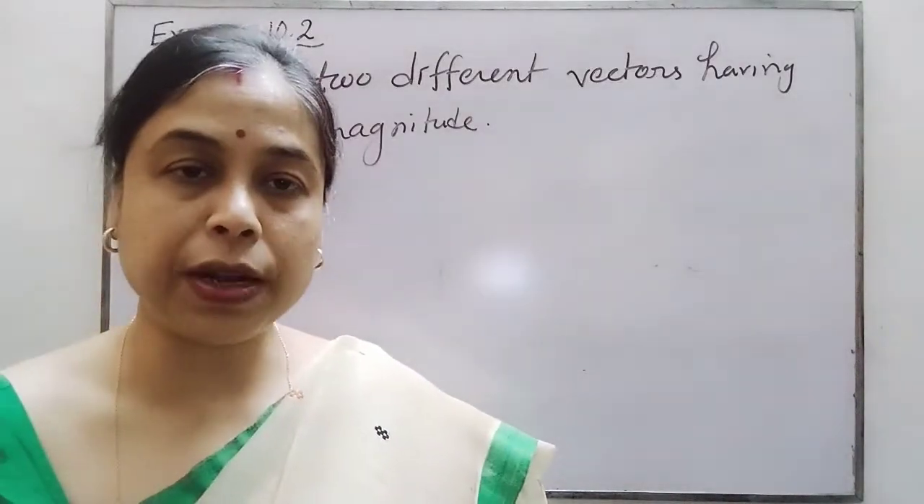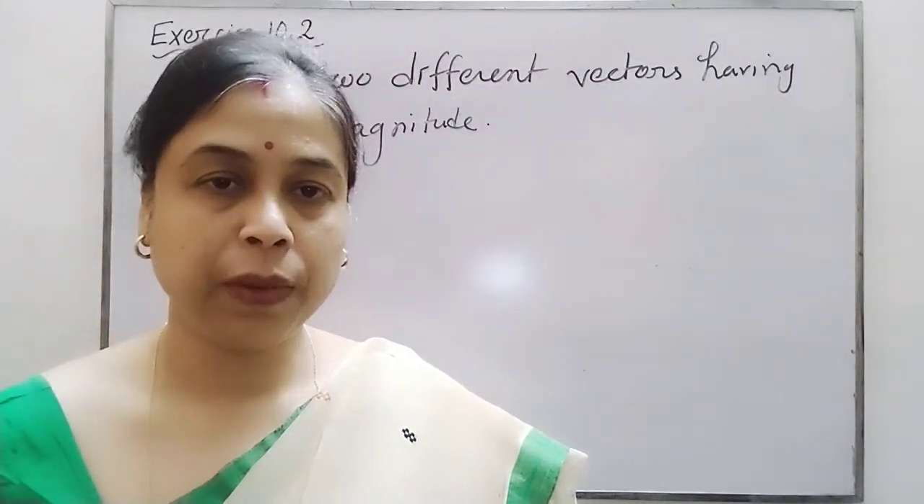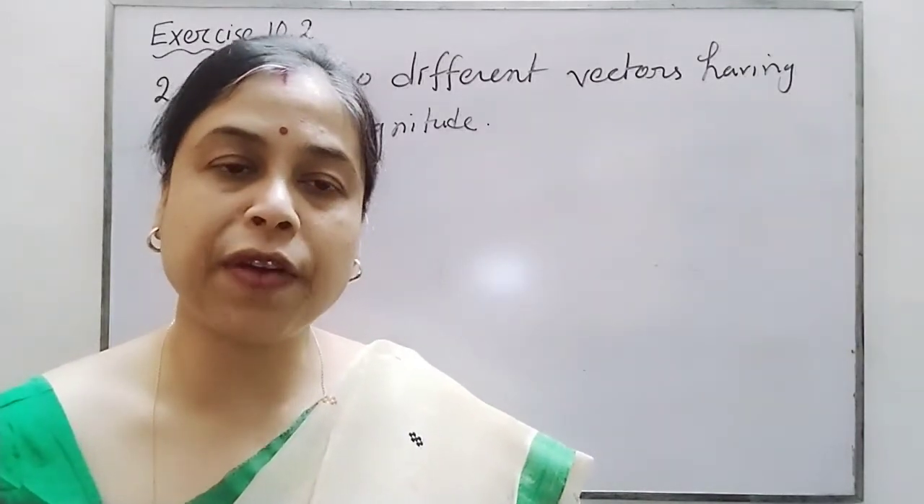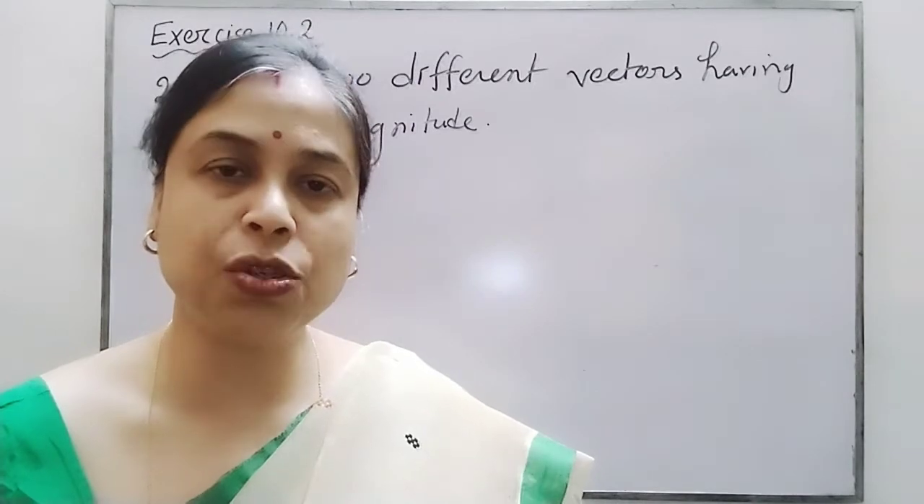So you require the magnitude to be the same, but the vectors should be different. You can give infinitely many examples here. You just do any one of them.